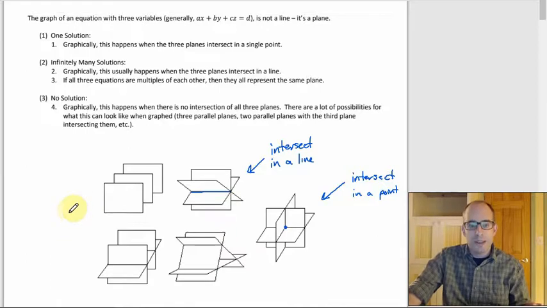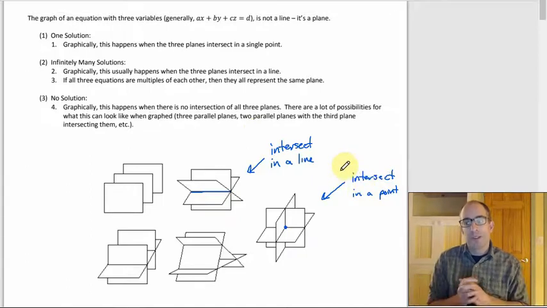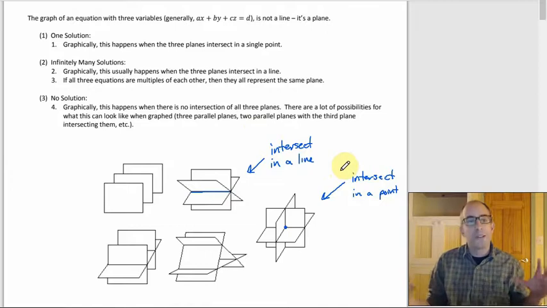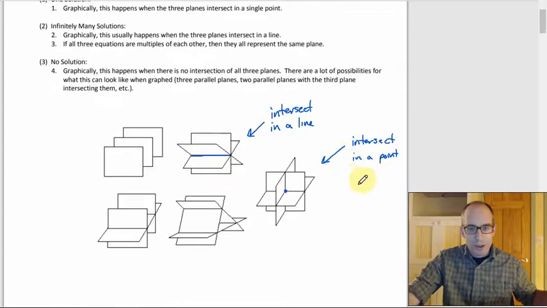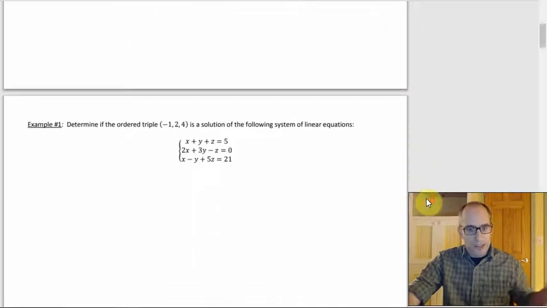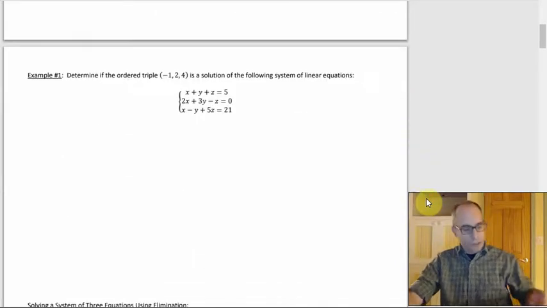And the idea that when you actually do get an intersection of some kind, it's going to look different, just because there's that extra dimension, because everything's three-dimensional now. Okay, first thing is to determine if an ordered triple is a solution.